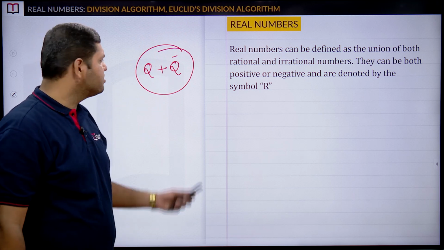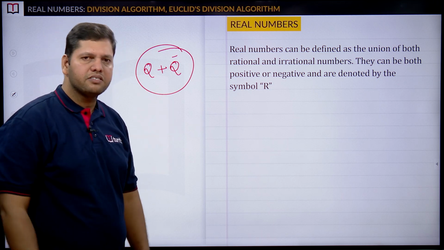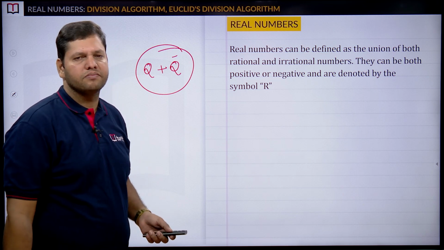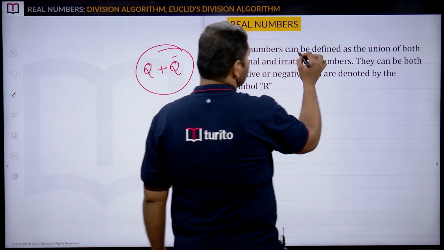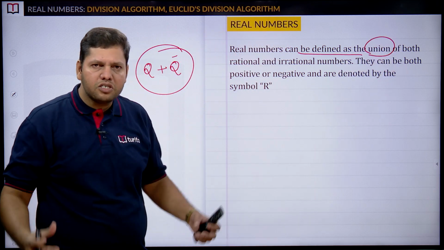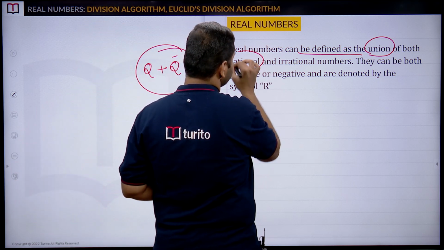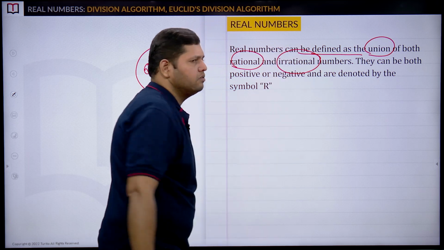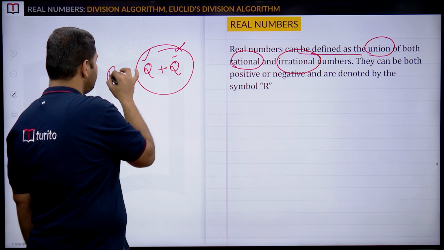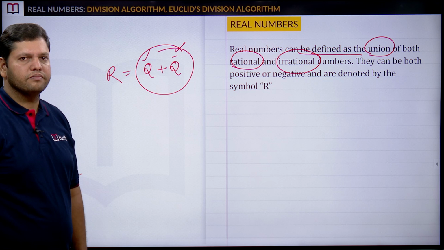Okay? You can say a rational number is a real number. You can say an irrational number is a real number. So every number is a real number only. So what is our definition? Real numbers can be defined as a union. Union means together here. Together of what numbers? Rational numbers and irrational numbers. Like Q plus Q bar is equal to R. Here R is nothing but a real number.